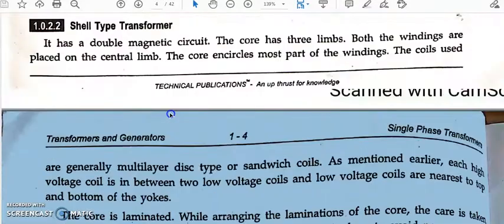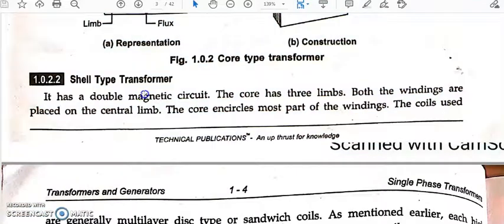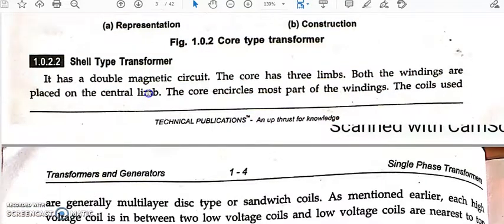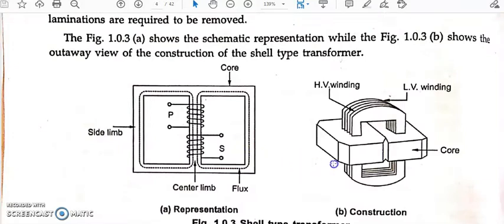Now coming to shell type of transformer. Let us see why it is called shell type of transformer. Here you can see this is the core. You can see the winding is wound at the central limb here. It is very much clear here. Winding is wound at the central limb.